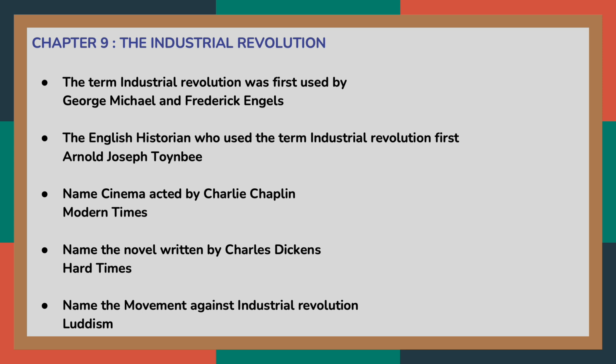Chapter 9, the Industrial Revolution, is the next chapter. The term Industrial Revolution was first used by Georges Michelet and Friedrich Engels. The English historian who first used the term Industrial Revolution was Arnold Joseph Toynbee. The cinema acted in by Charlie Chaplin is Modern Times. Hard Times is the novel written by Charles Dickens. The movement against the Industrial Revolution is Luddism.